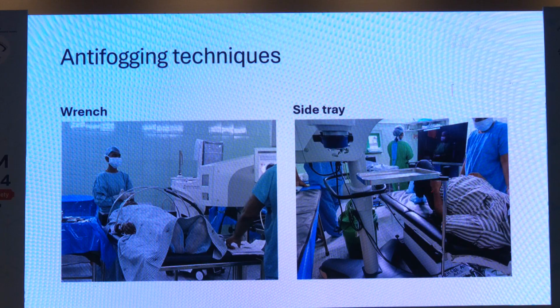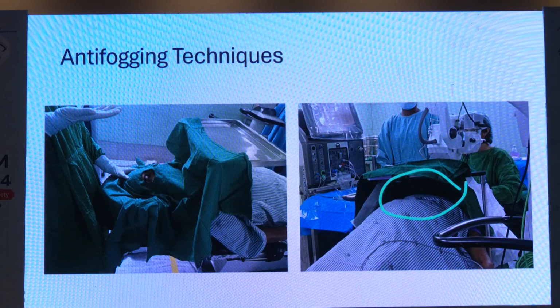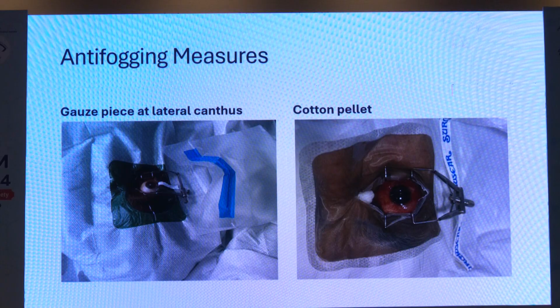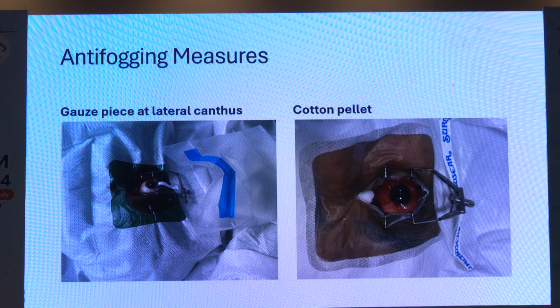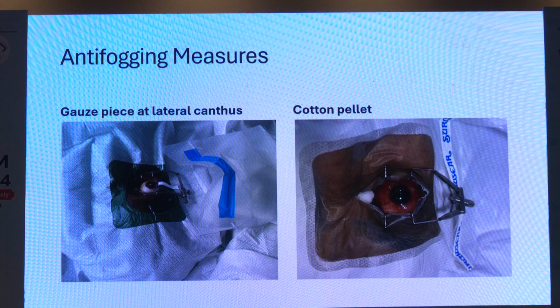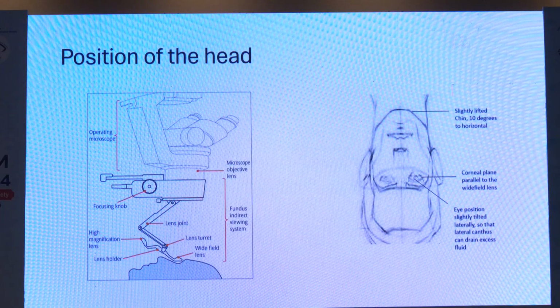Again, there is this wrench. Some people have a wrench, some people have a side tray. You put a drape on that, so the air coming out from the nostrils of the patient does not fog any of your lenses. Again, a gauze piece at the lateral canthus will help drain any fluid which is put during the surgery. And a wet cotton pellet at the medial canthus will help avoid fogging from the patient's nostril.